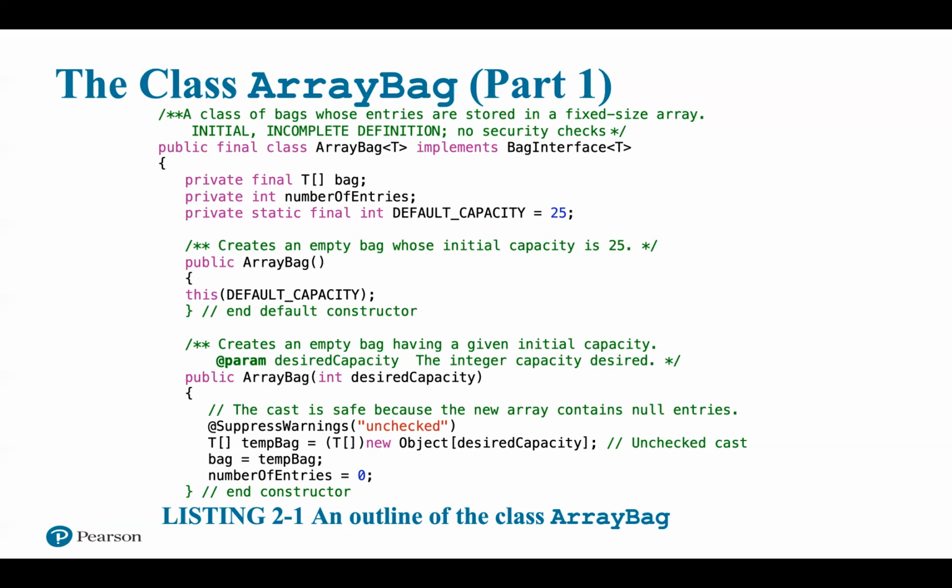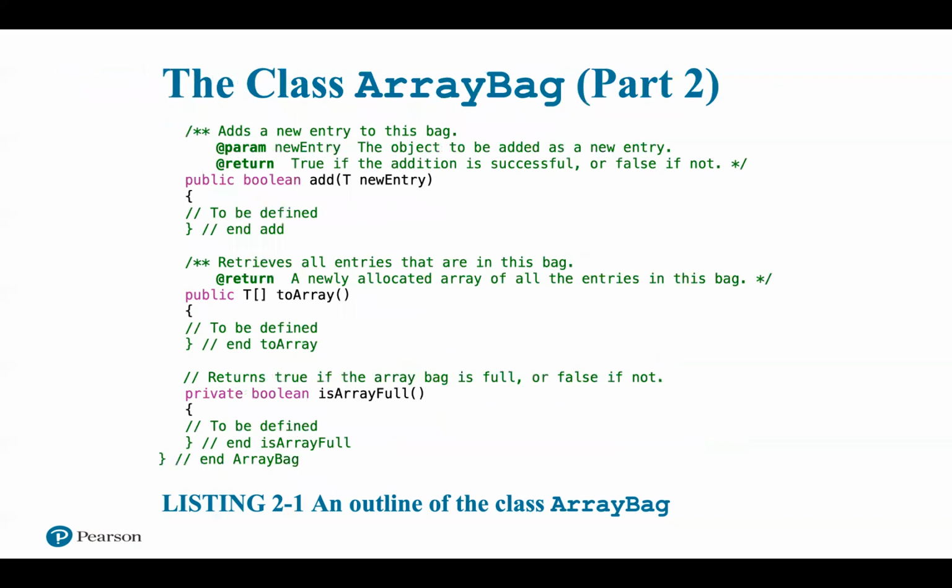So after this, our next task is to implement the three core methods that are in there. So let's take these one at a time. First, let's talk about the method add. If the bag is full, we cannot add anything to it. In that case, the method add should return false.